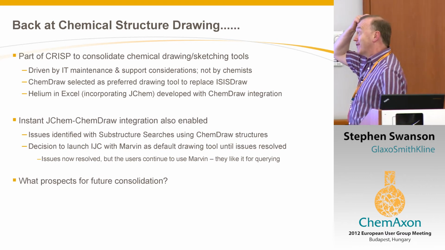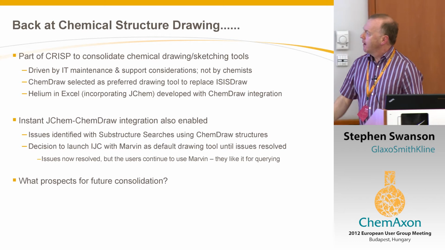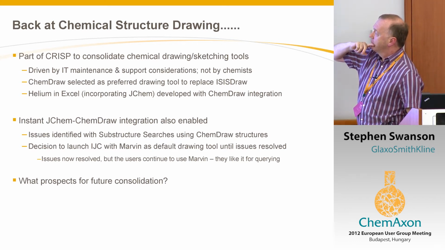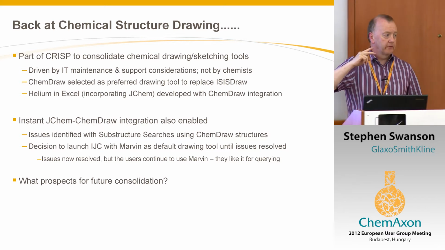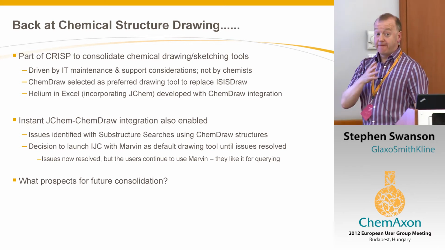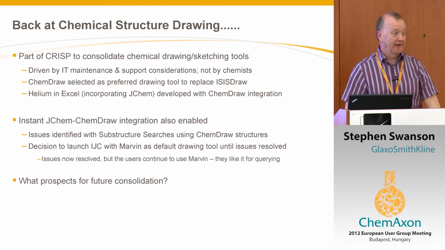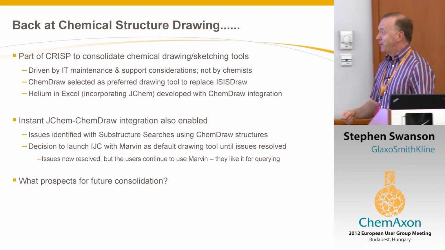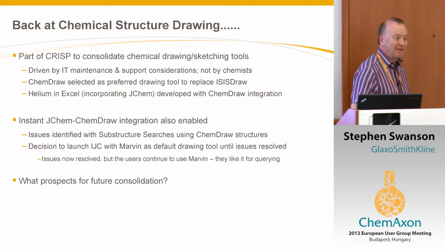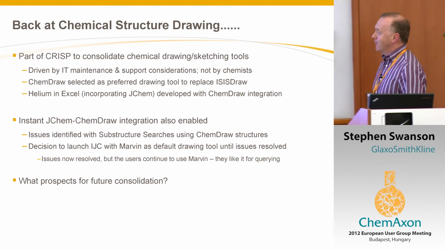Meanwhile, back at the chemical structure drawing, I said we wanted to get rid of ISISDraw so we could all go back to one. When we started to integrate ChemDraw into Instant JChem, there was an issue with some of the querying. The ChemDraw structures were not getting picked up. So in order to get the first launch out, we said, right, take out ChemDraw, put Marvin back in, and people can use Marvin. So they did put Marvin in. And guess what? The chemists started using Marvin for querying, and they went, we like this. This is really good. We like this, Marvin. So we're back to where we were before.